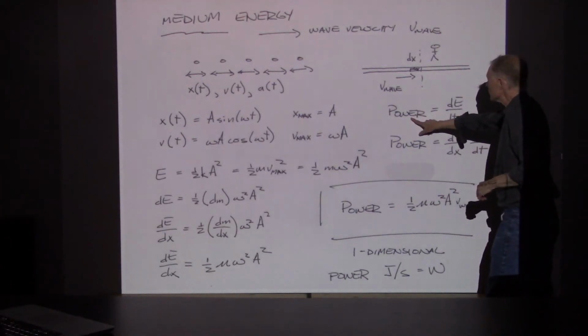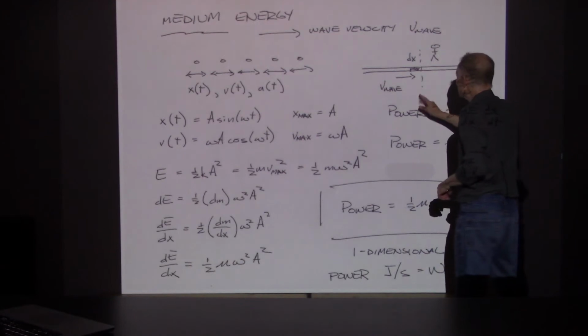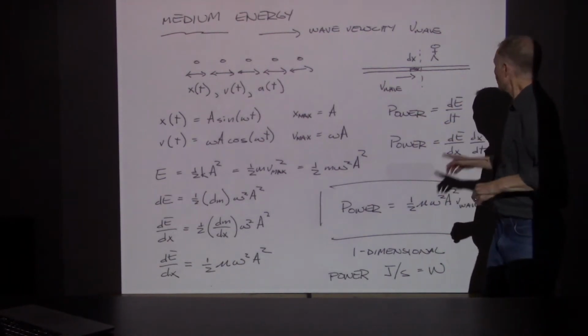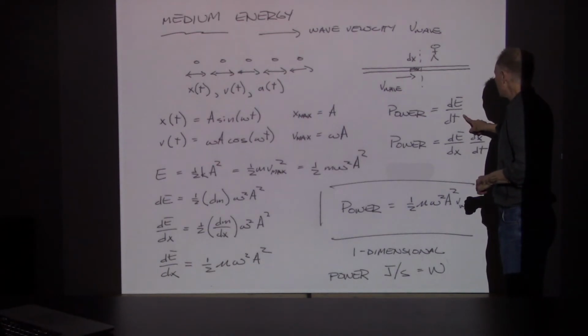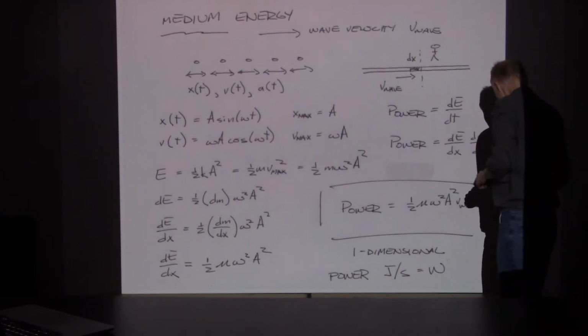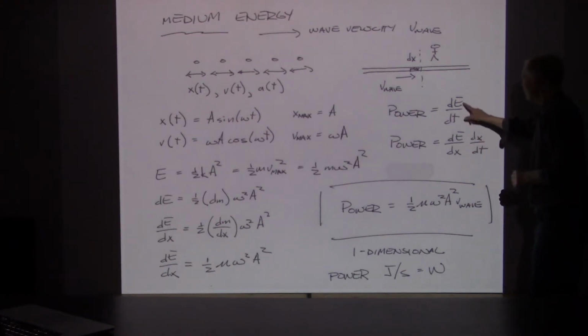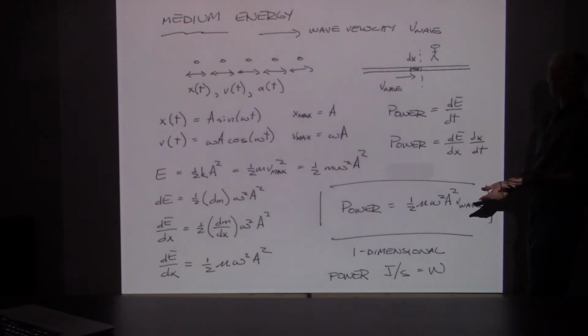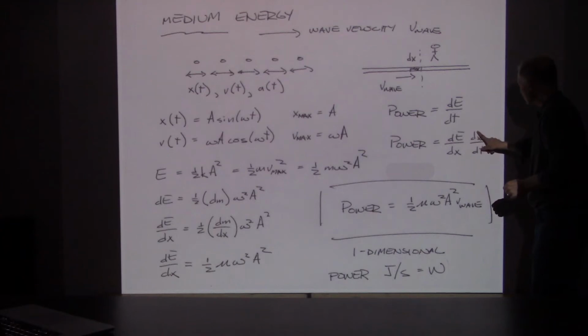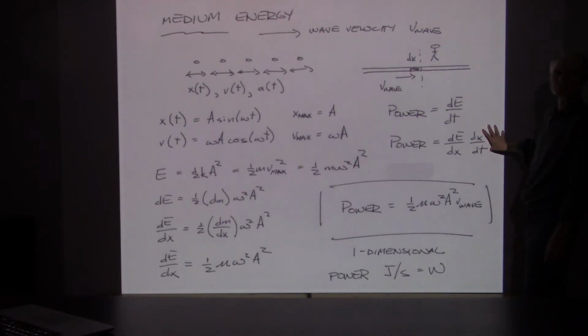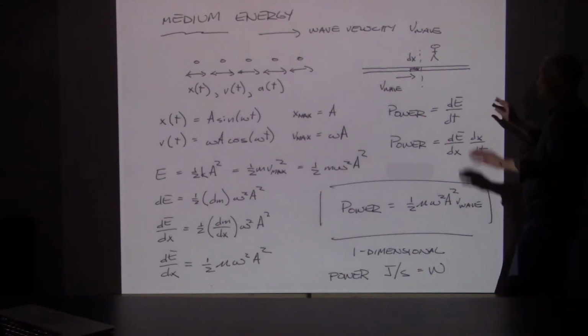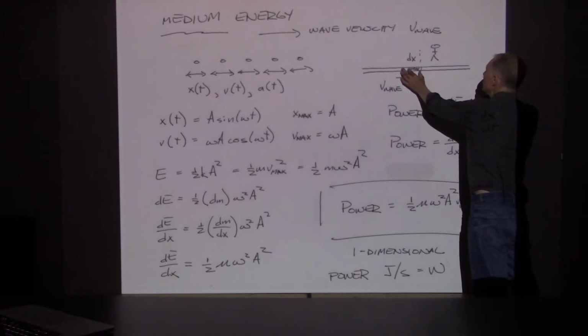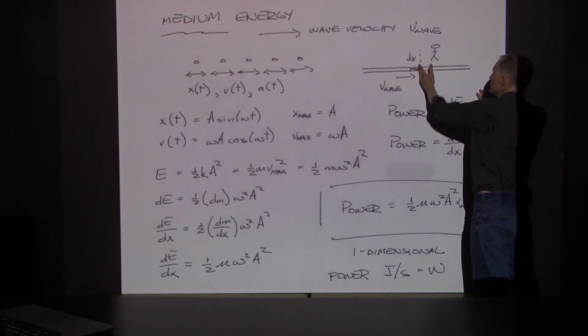Now, the rate at which energy crosses that boundary, that's the power. So I want to know dE/dt, how much energy per time. Now, to calculate that in terms of wave velocity, I've used a trick here. We've used this before back in kinematics. We put a factor of dx here and dx here. Now, the dx over dt on this side, what's dx/dt? That's a speed. That is the wave propagation speed. That's the rate at which this section of energy crosses that boundary.